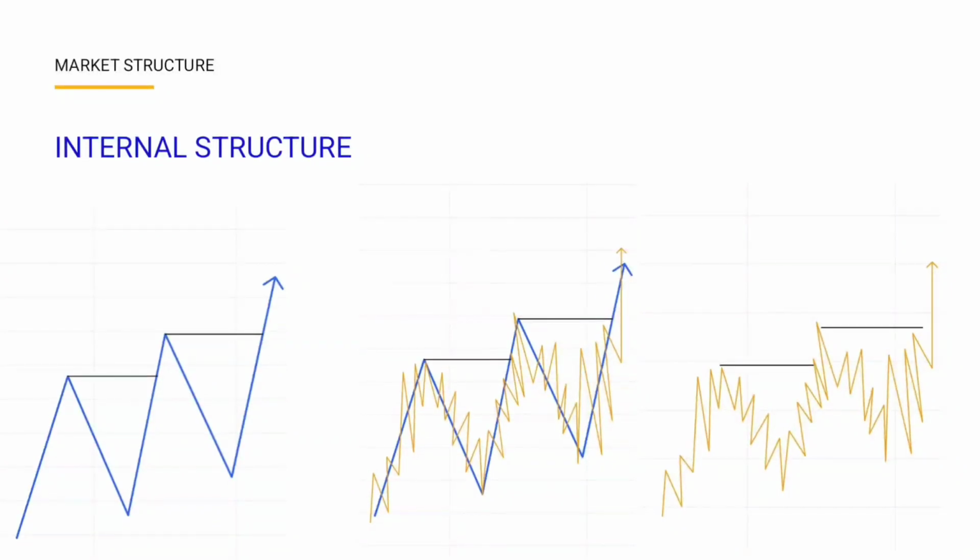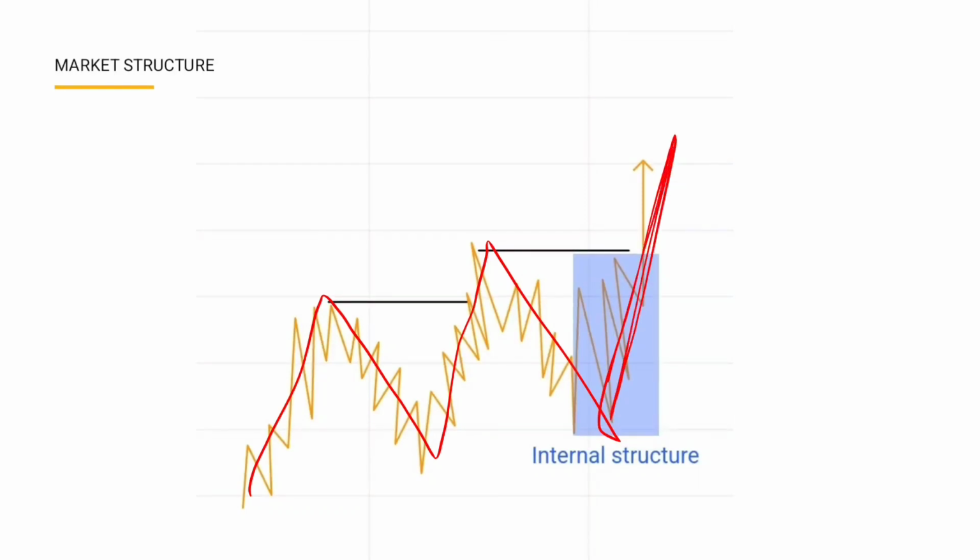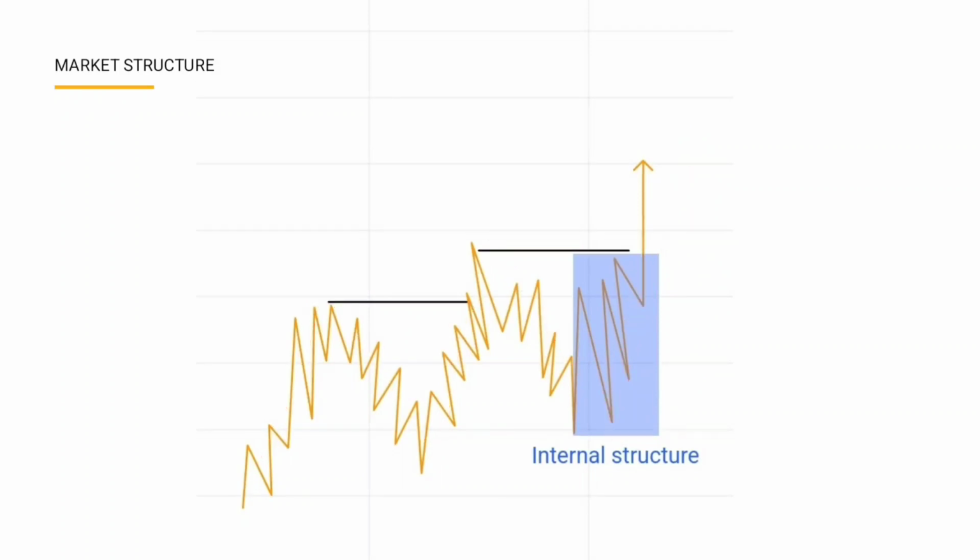So what is the internal structure? Internal structure is the part of the impulsive wave that occurs before the break of market structure. As we've said before, this is impulsive, corrective, impulsive, corrective, impulsive. Now, this impulsive has two parts. It has the part that is before the break of structure and the part that is above the break of structure. So we say that internal structure is a part of the impulsive wave that occurs before the break of market structure.